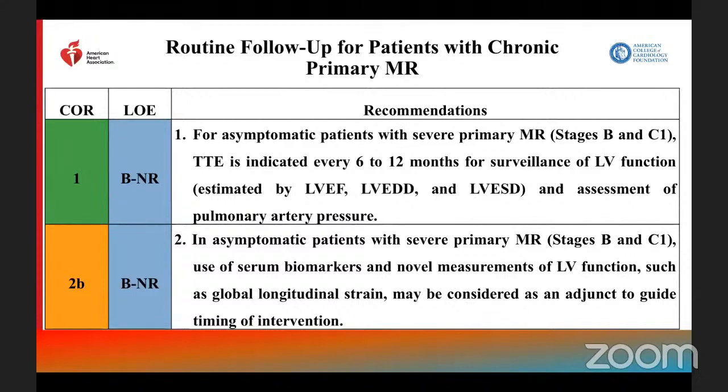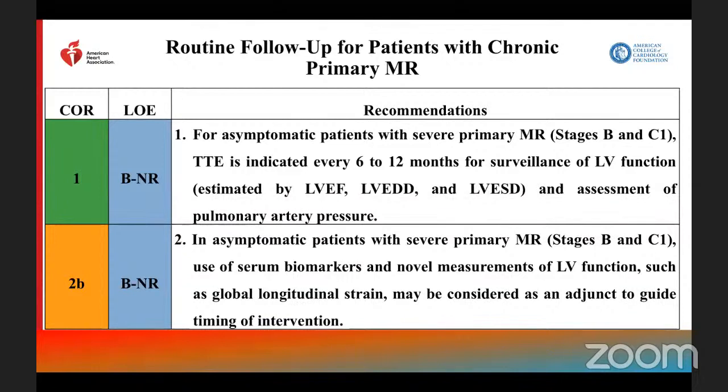For routine follow-up for patients with chronic primary MR in the asymptomatic stage with severe primary MR, stage B and C1, transthoracic echo is indicated every 6 to 12 months for surveillance of LV function estimated by left ventricular ejection fraction and end systolic and end diastolic dimension, and assessment of pulmonary artery pressure. That's a class 1 level B recommendation.